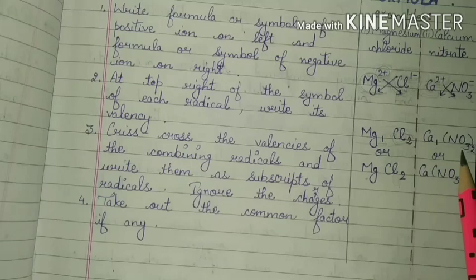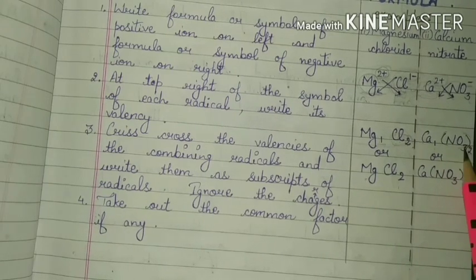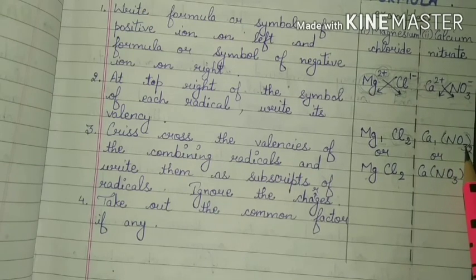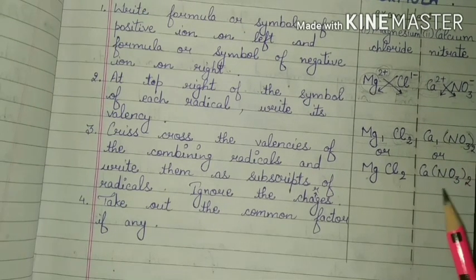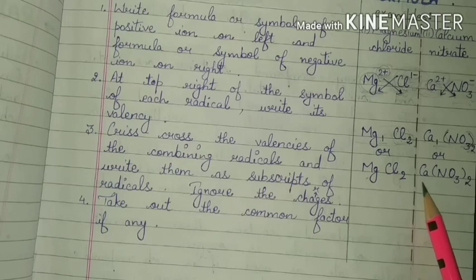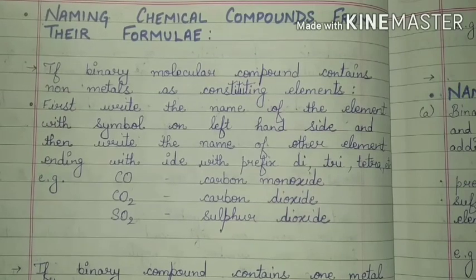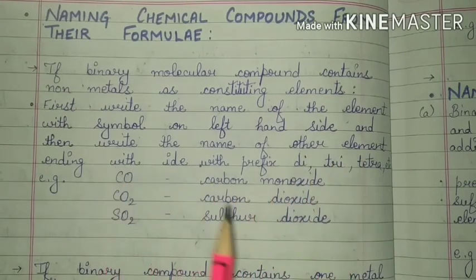And keep one more thing in your mind, that whenever we are writing the complex radicals, then we have to write that radical in the bracket. Like NO3 is a complex radical, so we have written here NO3 in bracket. So here the formula will become Ca(NO3)2. Now let's see how we name the chemical compounds from their formula.